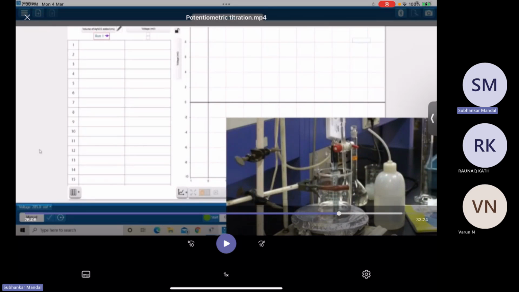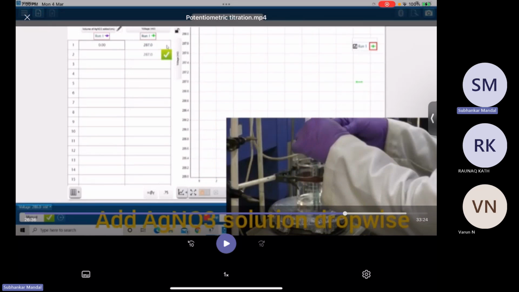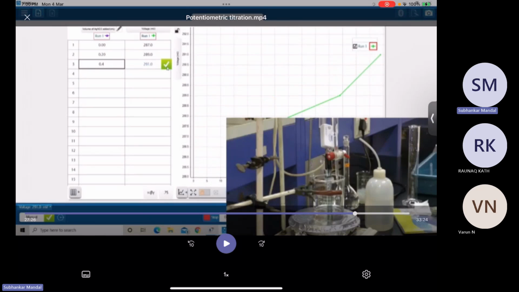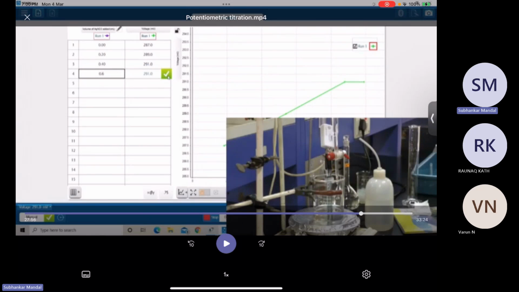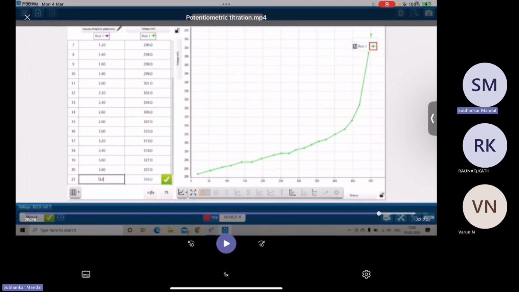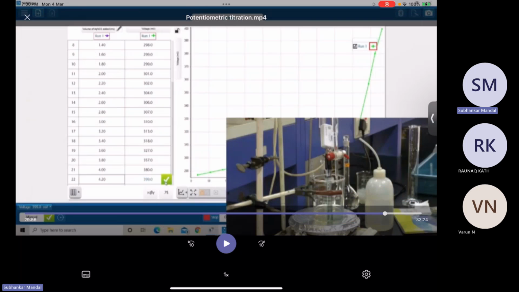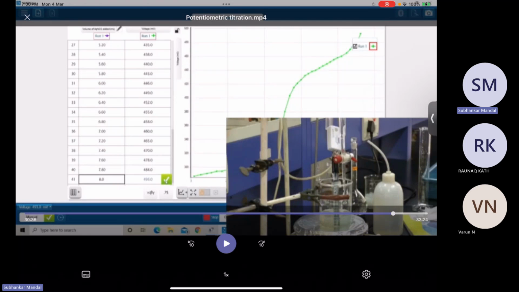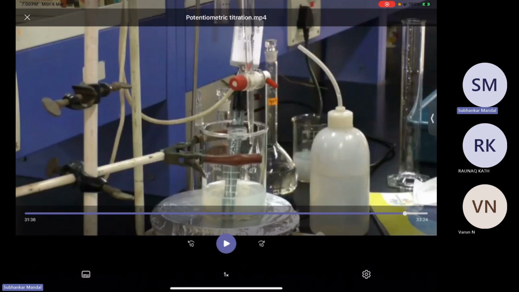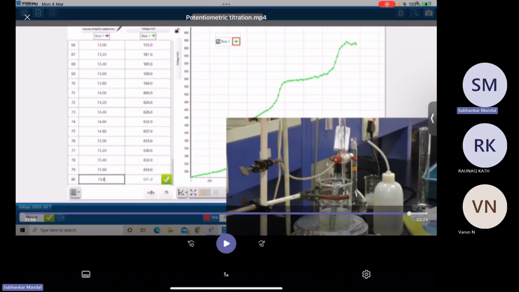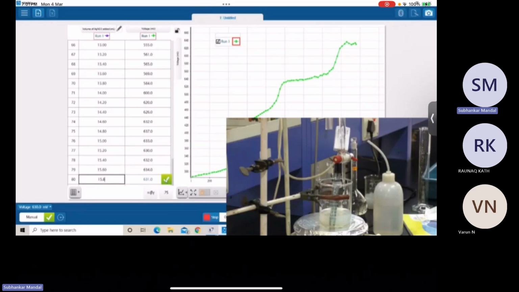It will be very good if we can play the video, but no issue. You can see, okay. There is some jump, as we told. Here you can see in the graph also it is showing some jump. This represents one equivalent point, and the other equivalent point also. For these three halides, three jumps are there.